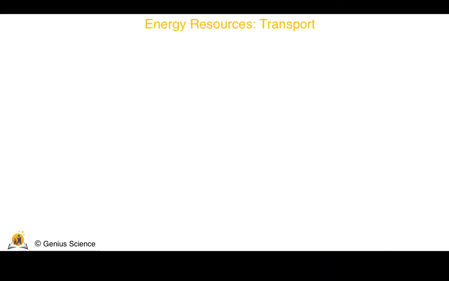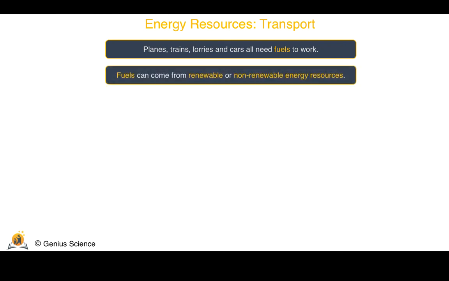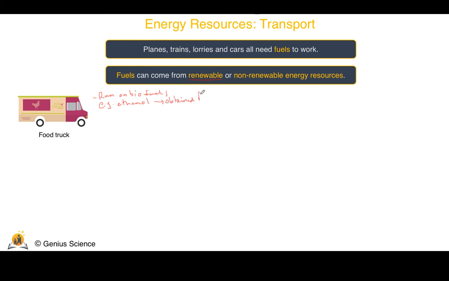And lastly, we're going to look at how energy resources are used in transport. Planes, trains, lorries and cars all need fuels to work. Fuels can come from renewable or non-renewable energy resources. Some vehicles, such as some food trucks, run on biofuels. For example, ethanol, which is obtained from plant fermentation, or from a mixture of a biofuel and a non-renewable fuel such as diesel. This is called biodiesel.